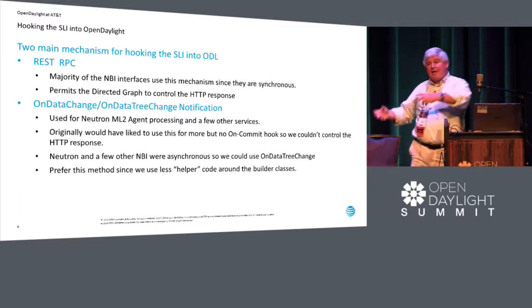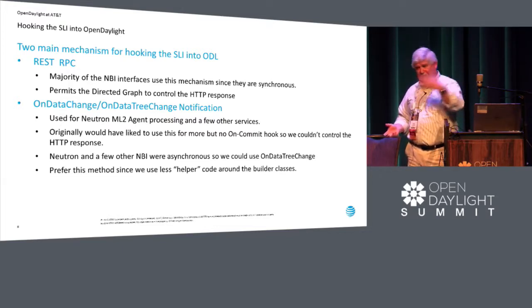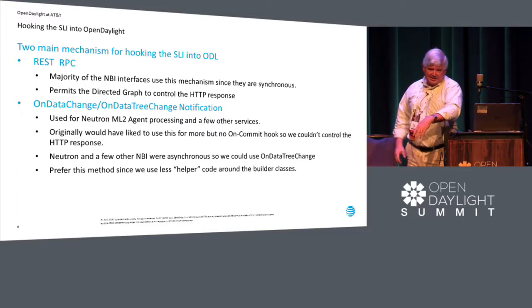We would much rather use on data change notification, on data tree notification. But we have no way to control the response code. So things go in, RESTconf is fired, you get a 200 OK, it's in the MD-SAL, then the directed graph can fire. And that works for Neutron. Does not work for many of our other business operations.